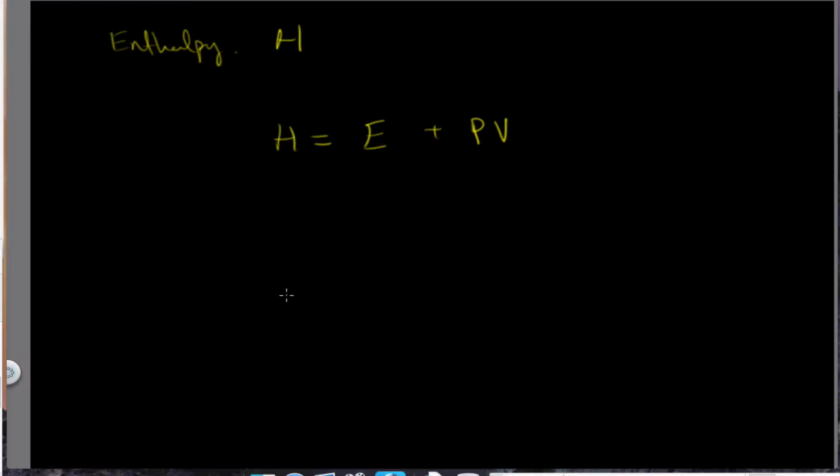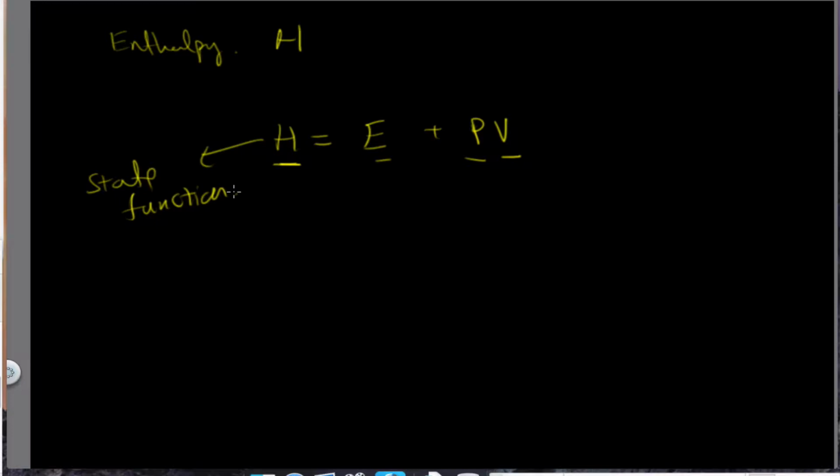So internal energy, pressure, and volume are all state functions, right? Because they are dependent on state. So when you add up state functions, it would also equal a state function. So enthalpy itself is also a state function, meaning it's dependent on the instantaneous point in time, right? But what exactly is enthalpy?